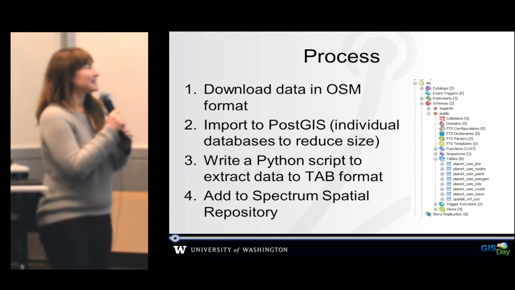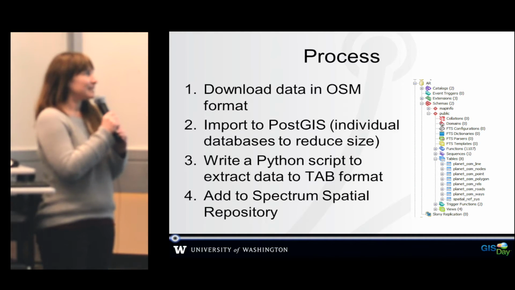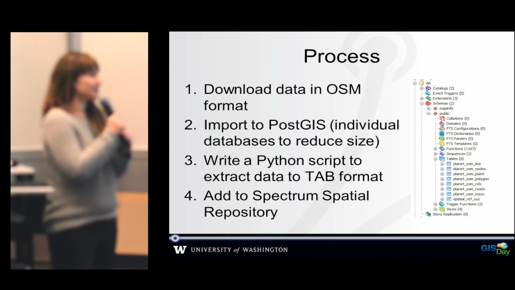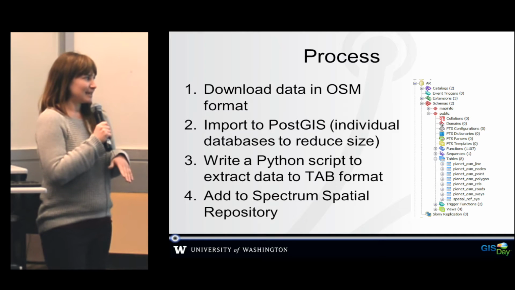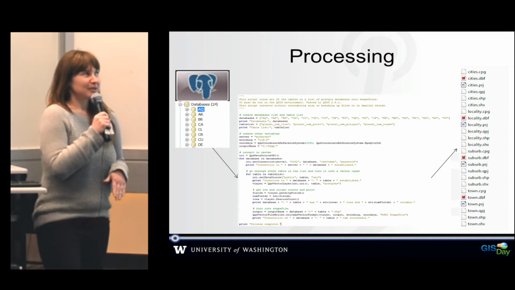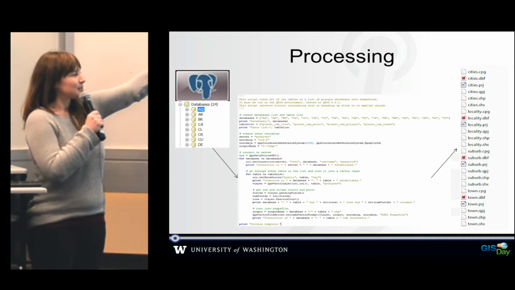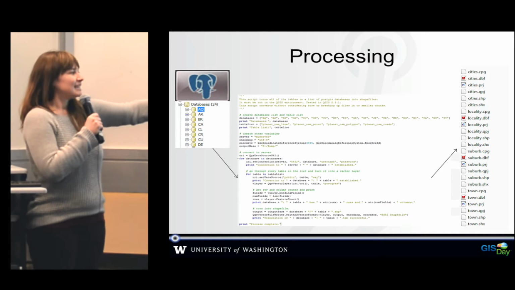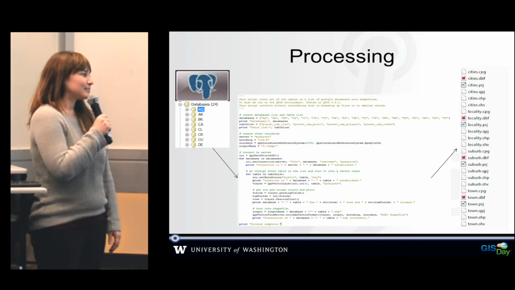So our process, we decided, was to download the data in OpenStreetMap format, then we'd import it into PostGIS databases, one per country to reduce file size. Then we'd write a Python script to extract the data we needed, convert it into tab format, and add it to our Spectrum Spatial repository. So we're moving along. We've got our databases all in PostGIS. I wrote this Python script to extract the data we needed, and it worked. It exported spatial data for us.